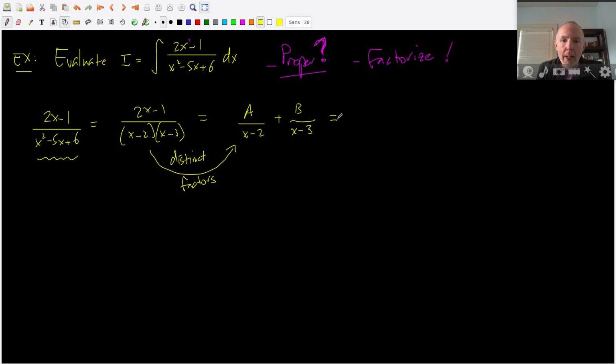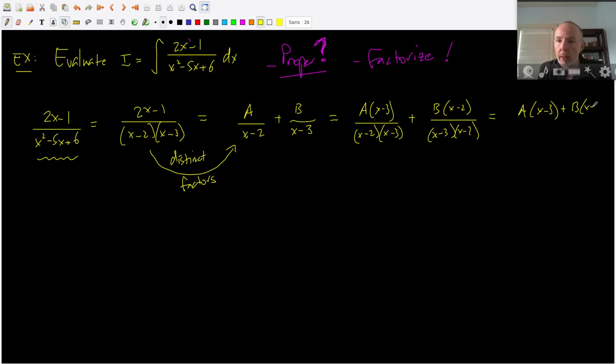And then we just put it back over the common denominator. I do that literally by multiplying the first one by x minus 3 over x minus 3, and the second term by x minus 2, top and bottom. By multiplying those, we get a common denominator, and then we can combine that all into a single fraction. That's the entire idea of this process. We're just doing algebra, and we end up with the denominator being the original term, x minus 2 times x minus 3, in other words, x squared minus 5x plus 6.